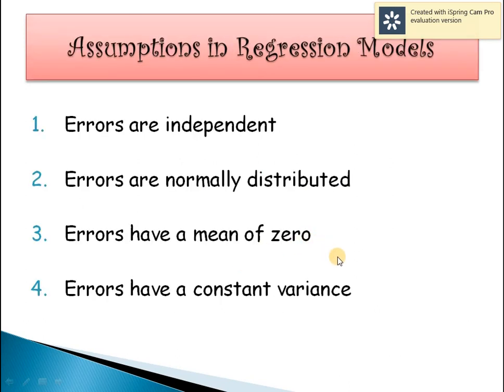While performing any type of analysis, certain assumptions have to be made. Similarly, in regression analysis, 4 assumptions are made. First one is errors are independent, so the errors cannot be controlled during the process. Errors are normally distributed. Errors have a mean of 0. Errors have a constant variance. These 4 assumptions are generally made in regression analysis while establishing the relationship between input and output process parameters.